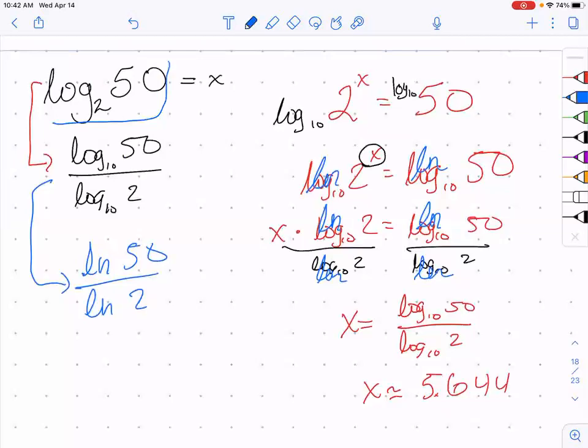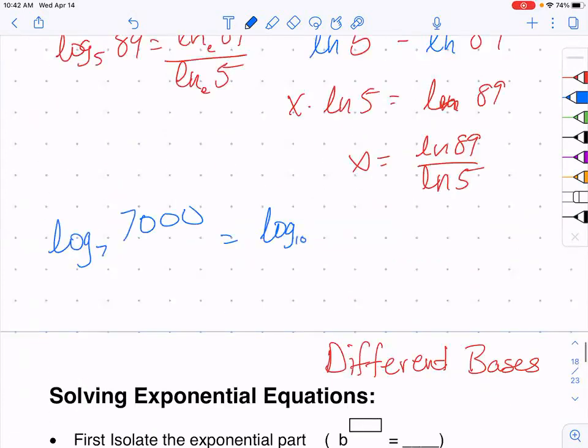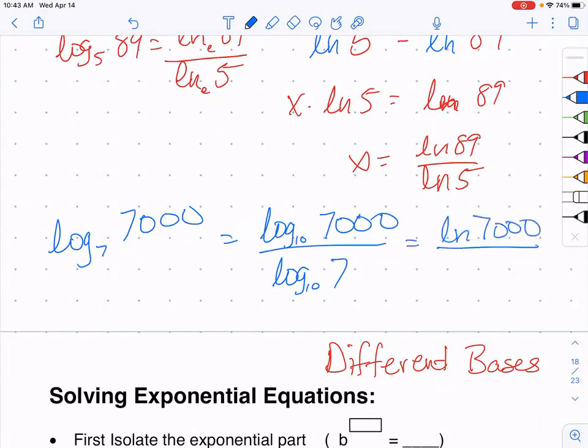Log base 2 of 50 is the same thing as log base 10 of 50 divided by log base 10 of 2. Log base 7 of 7,000 is going to be the same thing as log base 10 of 7,000 divided by, exactly. Does that make sense? And that would be the same thing as natural log of 7,000, if you prefer to do that route, divided by natural log of 7. Both of those things should give you the same thing. This is called the change of base property.